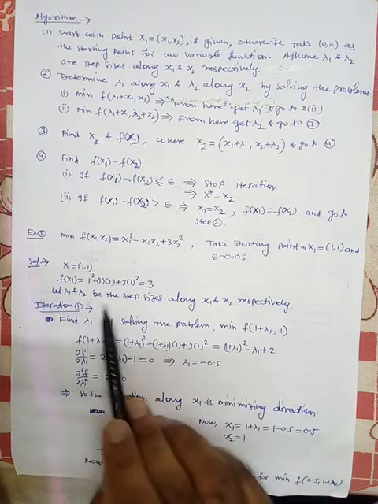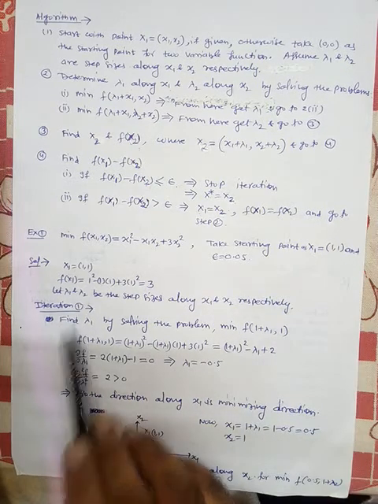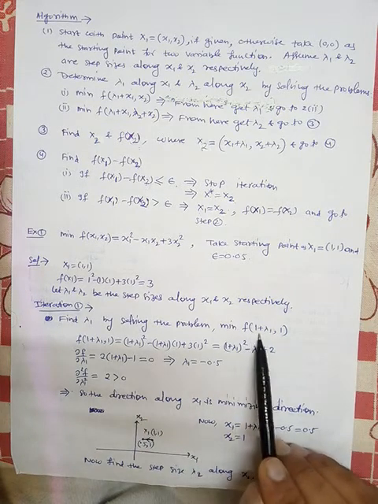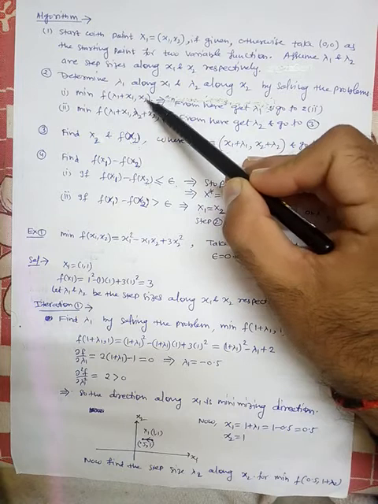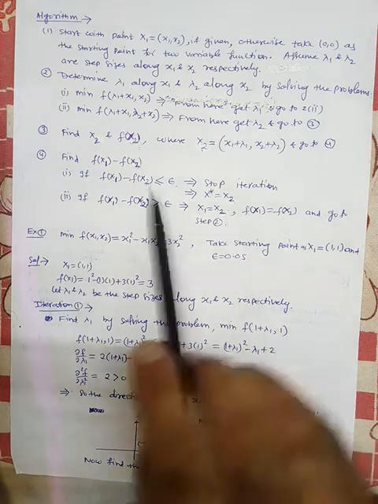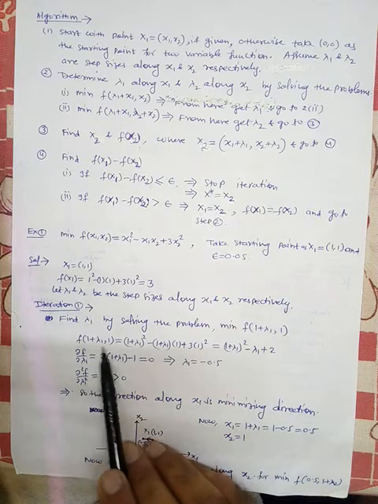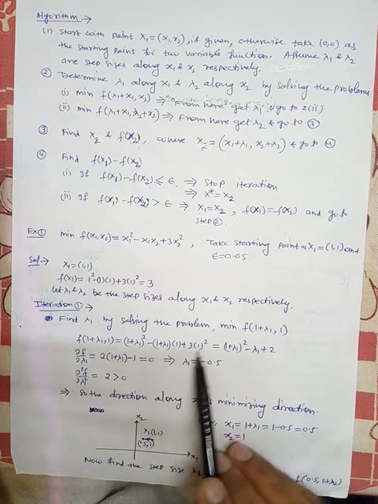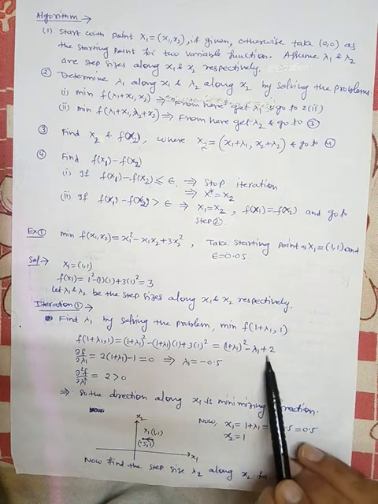Now let lambda 1 and lambda 2 be the step sizes along x1 and x2 respectively. Now iteration number 1. Find lambda 1 by solving the problem: minimum of f of (1 plus lambda 1, 1). Here x1 is 1, x2 is 1, so that's why 1 plus lambda 1 and 1. The function is already known to you, so just substitute these values. We get f of (1 plus lambda 1, 1) equals (1 plus lambda 1) whole square minus (1 plus lambda 1) into 1 plus 3 into 1 whole square. After simplification we get (1 plus lambda 1) whole square minus lambda 1 plus 2.